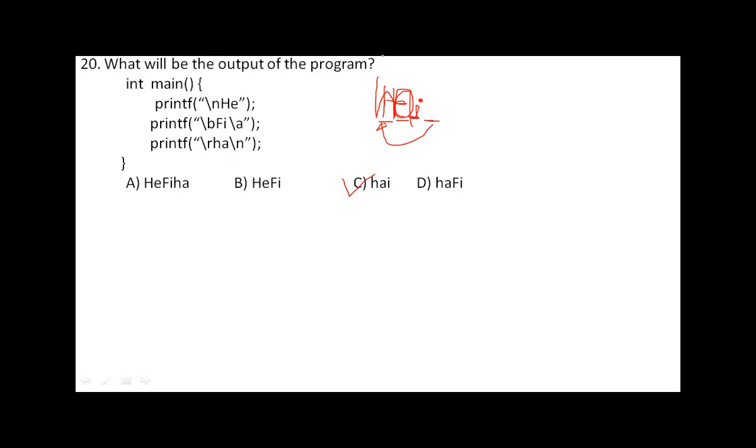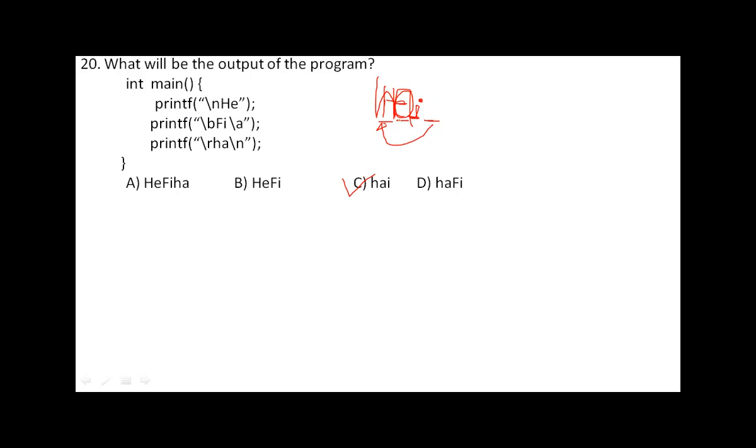Please remember, \a indicates bell. So if you execute this program, you will get a bell sound. That means after the second printf, you will get a bell sound. It is nothing to do with the output on the screen.